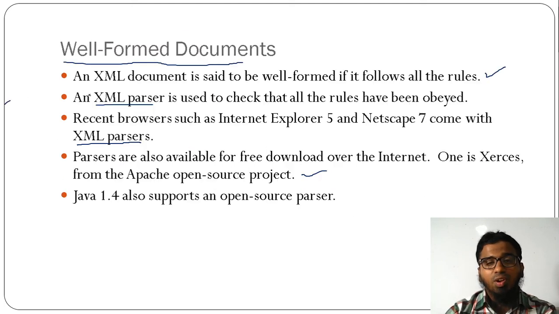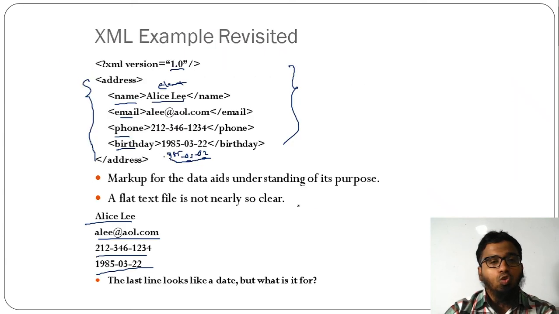For a well-formed document, the parser will check and tell you whether it obeys the rules. This is the XML parser, and normally XML parsers are in Explorer 5, 7, and you will get them in browsers like UC Browser, Firefox, Chrome. Parsers are also available for free download. You can download and try them, and Java also supports an open source parser. So this is an example.